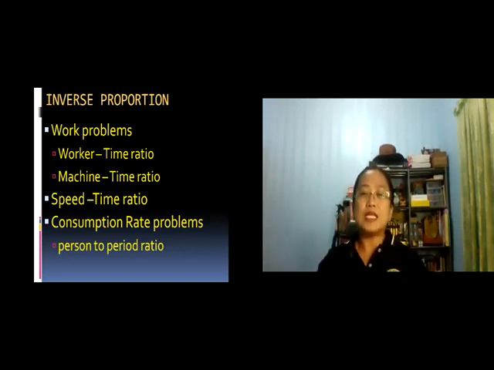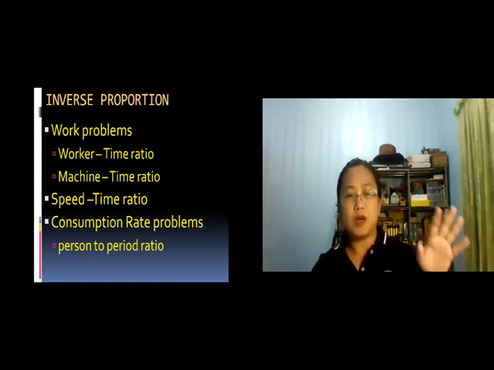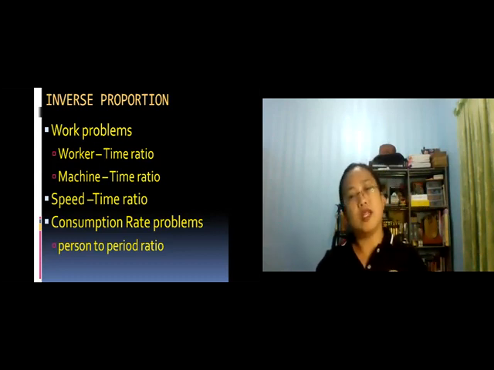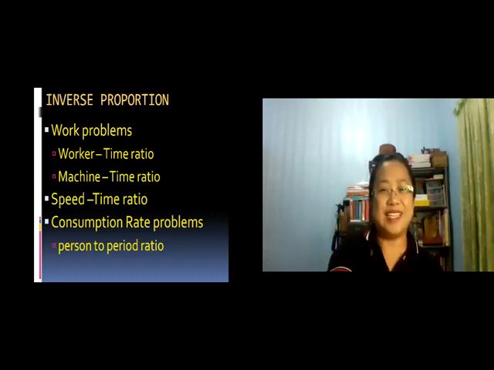Okay? So those are just some of the inverse proportion problems, and let's try to solve three inverse proportion problems involving work problem, speed time ratio, and consumption rate problems. Okay, let's begin.